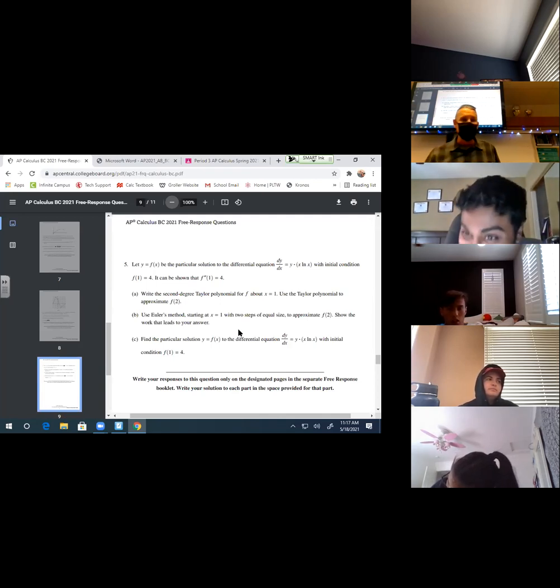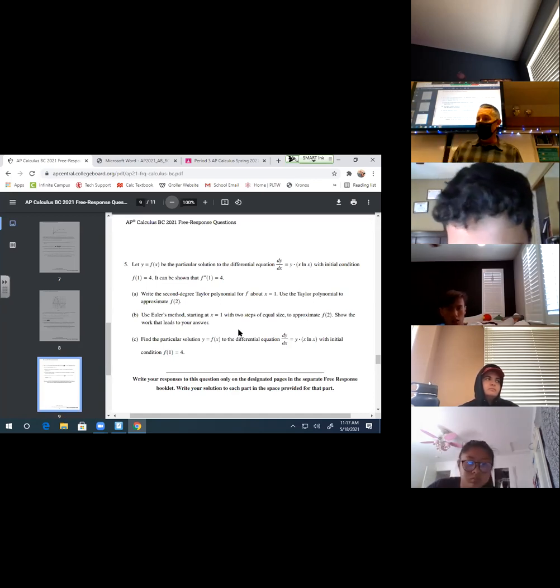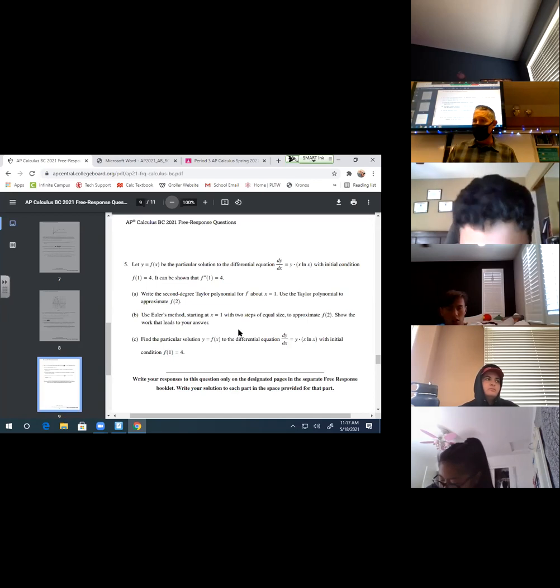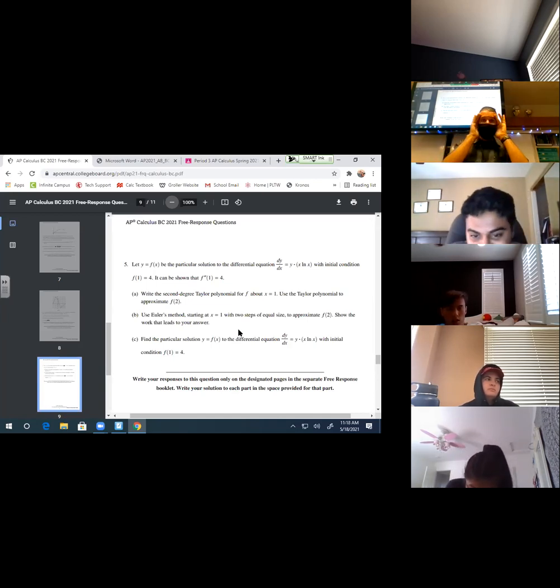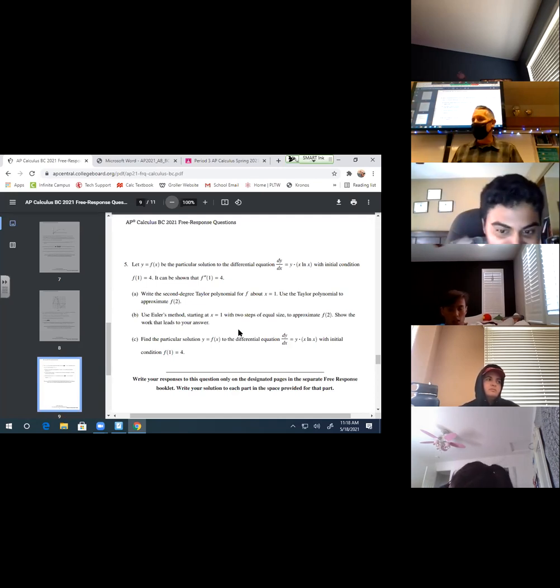And then it says, and by the way, part C is going to be worth the most points, find the particular solution with that initial condition. That's just going to be using separable differential equations. Separate out the variables, right? So that's not bad at all.